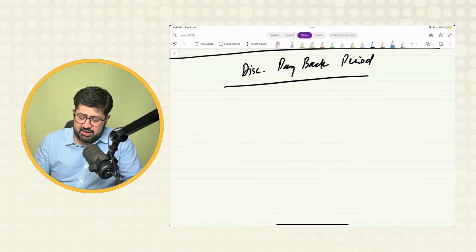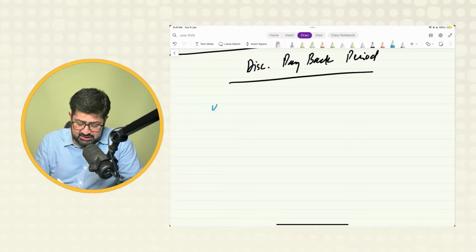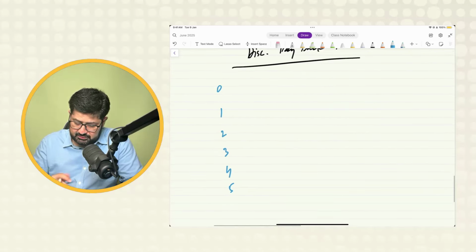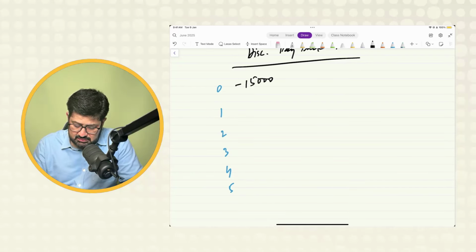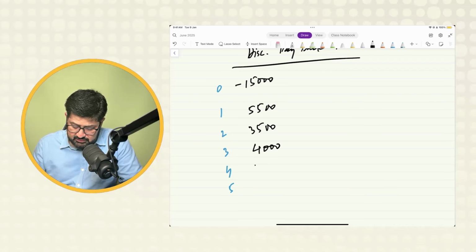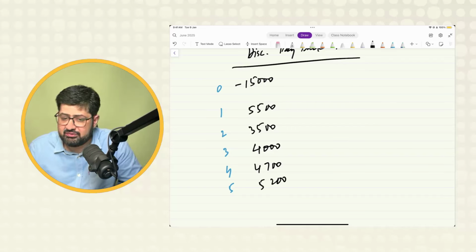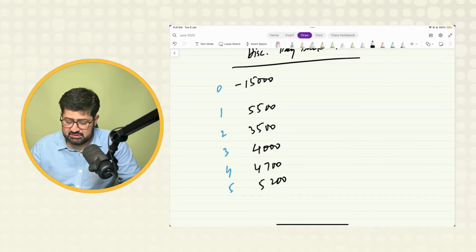Now, come here. For example, a project has these cash flows: minus 15,000, the outflow, the initial investment in the timeline. Then 5,500, 3,500, 4,000, 4,700, and 5,200. These are the cash flows of the project. We need to calculate the payback period of the project.